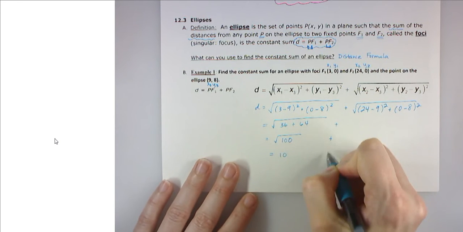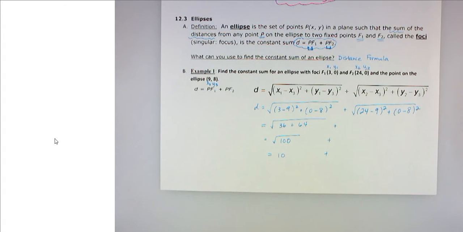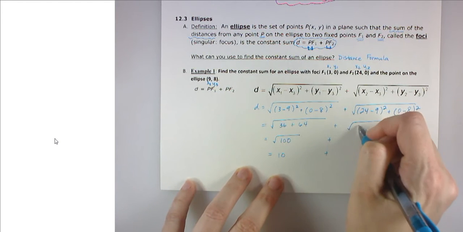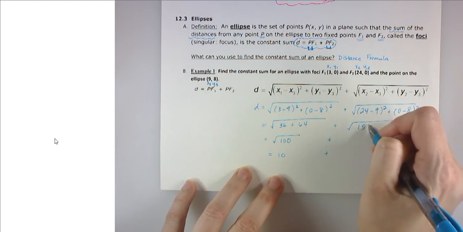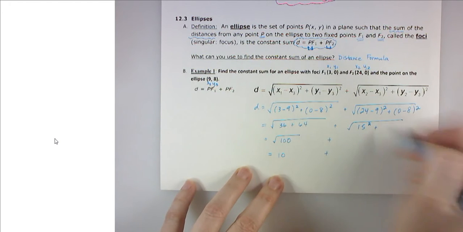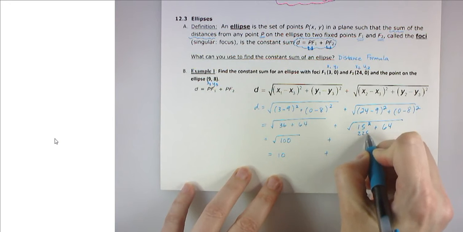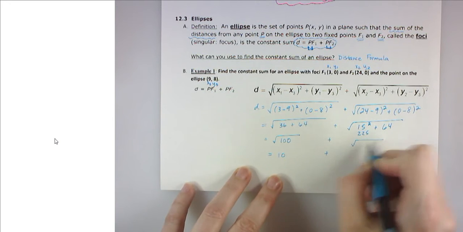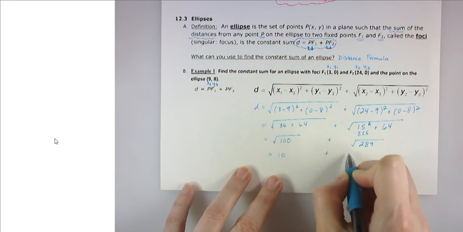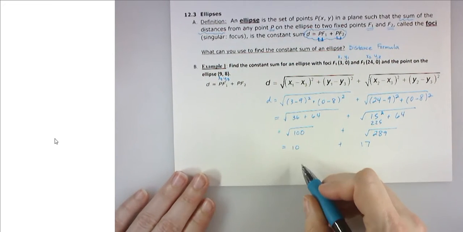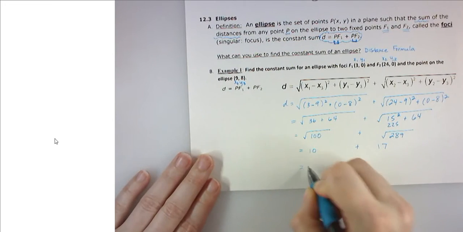24 minus 9, we know, is 15. 15 squared plus 8 squared, which is 64. 15 squared is 225. 225 plus 64 is 289, which is a perfect square at 17. 10 plus 17 is going to be 27. And so this is the constant sum.